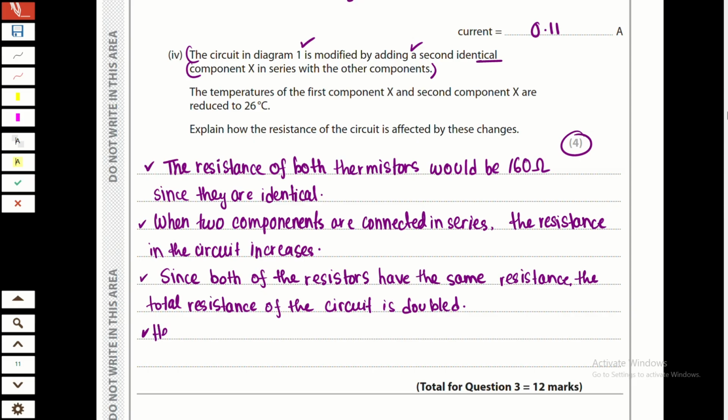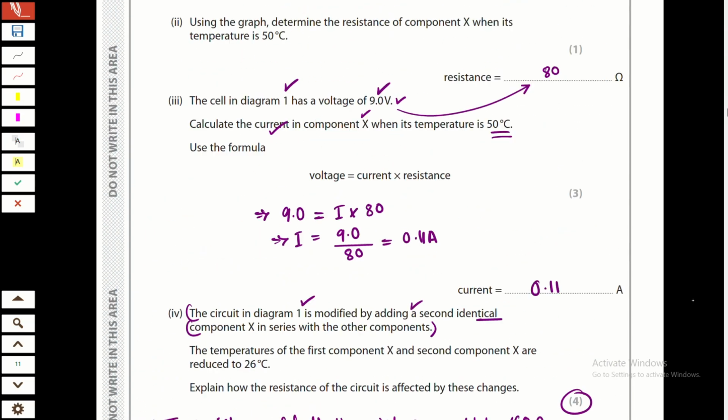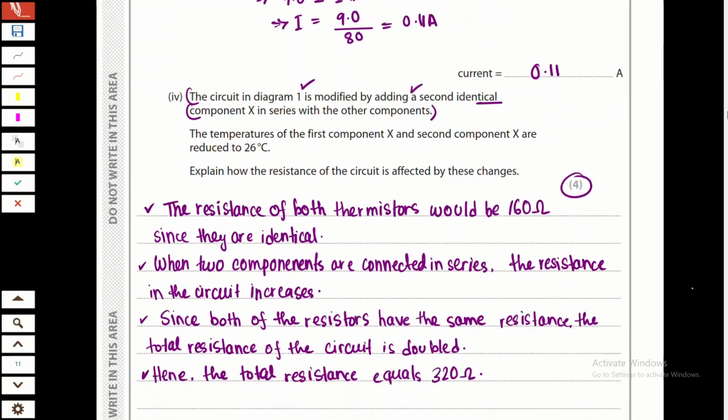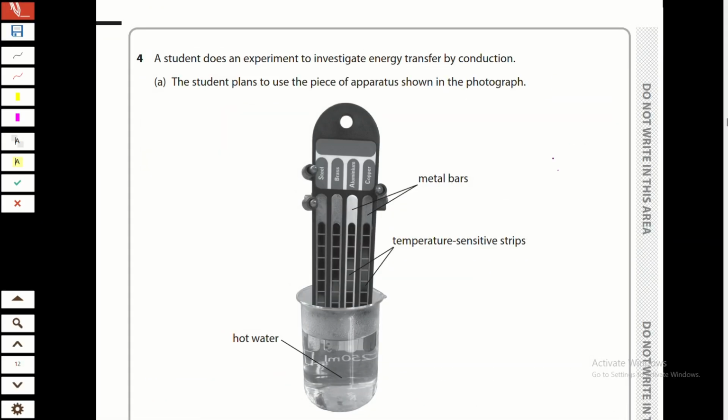Finally, we will have to write that hence the total resistance equals 320 ohms. Alright, so that would be the 4 points for the 4 marks of this question. I hope you have understood this question. This question was pretty simple, and I hope you have actually understood all the parts of question 3. Alright, so we are done with question 3.